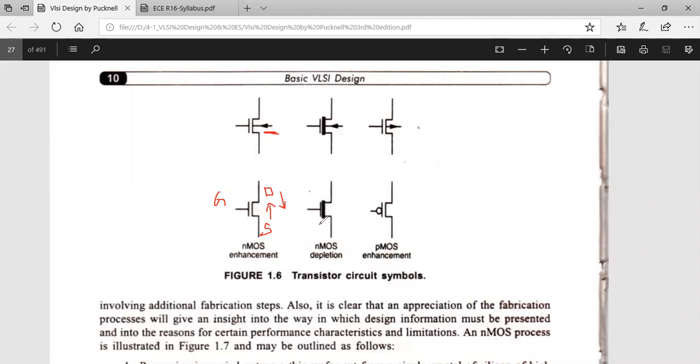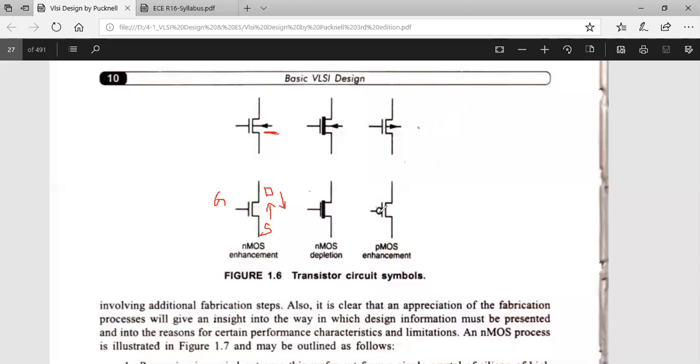That indicates that. Okay. For the PMOS also, you can see the enhancement mode. You can observe here a bubble is present here. Okay. So here the arrow mark is outside. For the PMOS transistor, the arrow mark is outside. For the NMOS, it is inside. So here this broad line indicates the depletion mode. Okay, the thin line indicates the enhancement mode.